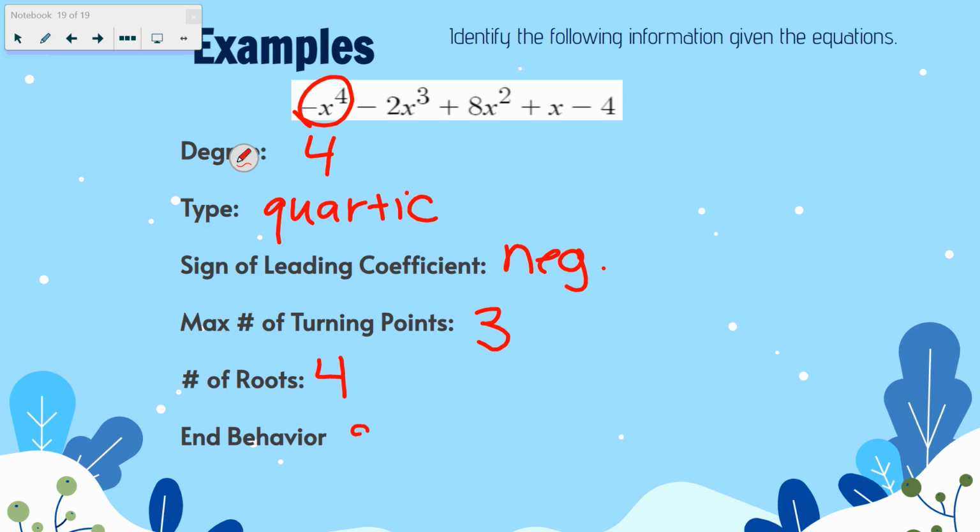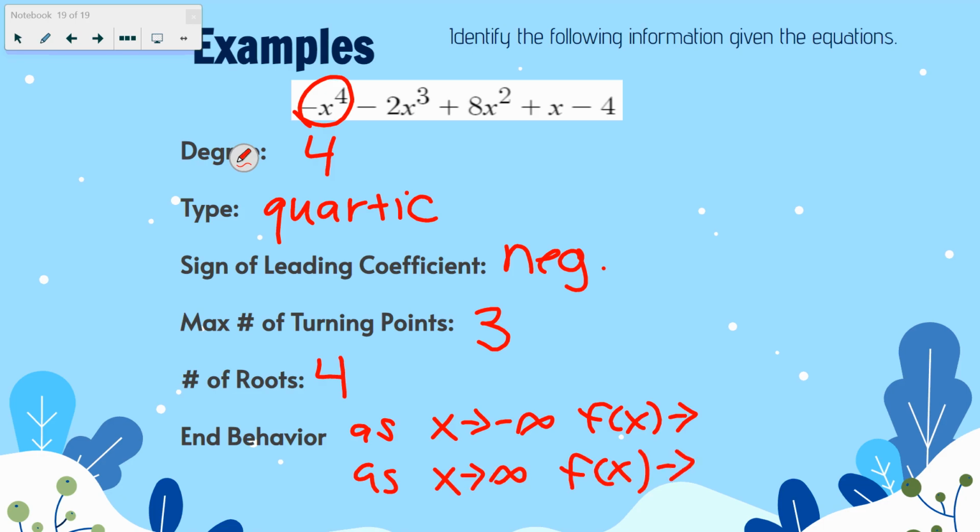Now my end behavior. As x approaches negative infinity, what would f of x do? So I can find out my end behavior information from two places, my degree and my sign. My degree is 4. What do I know? Is that even or odd? I know 4 is even. Good. So if I have an even degree, my ends are going to be going the same direction or opposite directions? The same. And if my sign is negative, are they both up or both down? Down. So I know my ends are going to look like this and this.